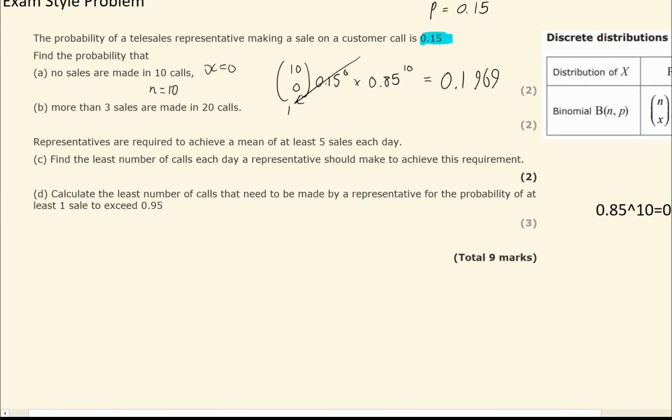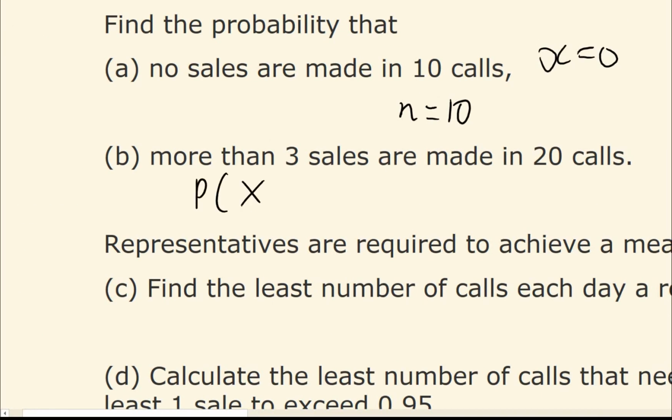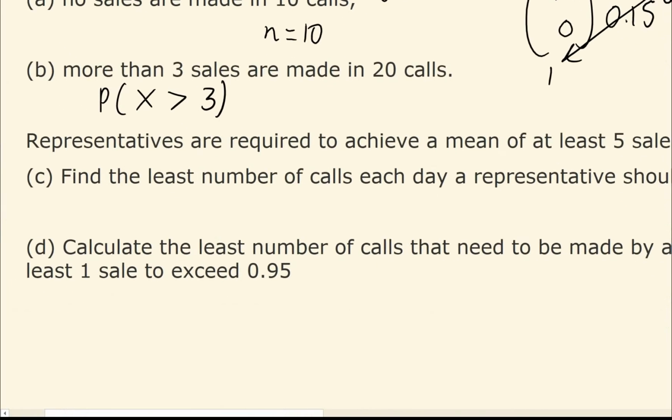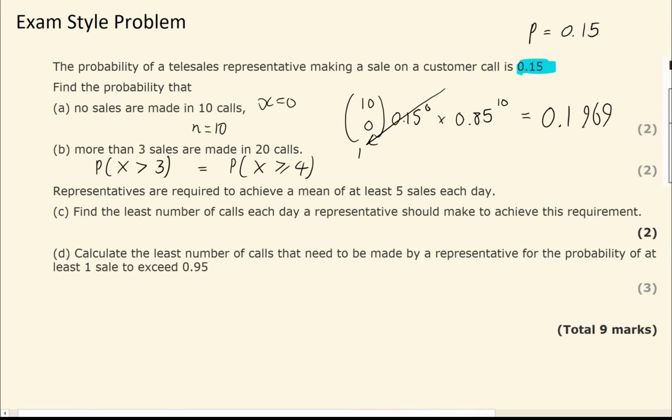Okay, work out the probability that we got more than 3 sales. Here I'm trying to work out the odds that x was greater than 3. Again, it said more than, so that means we don't have an equal sign here, just a greater than sign. This is going to be the same as having 4 or more successes. And then we can go straight to my big calculator.